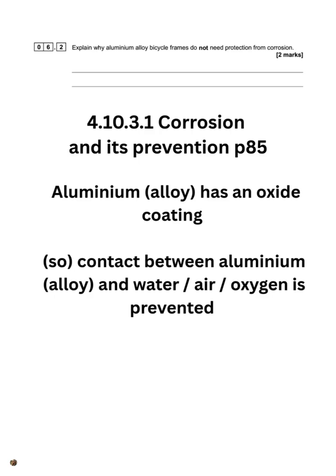So looking at the examiner's report, the first mark was scored quite often, but the second mark, where there's some idea of contact between aluminium and something else needed for corrosion to happen, but is being prevented by that oxide coating, was rarely seen. So less than 5% of students actually scored both marks, and there were several misconceptions.